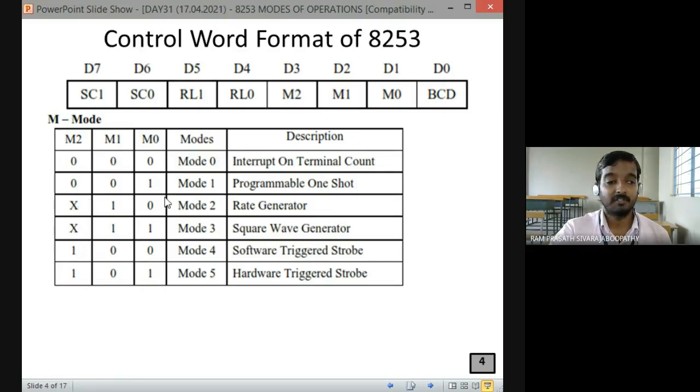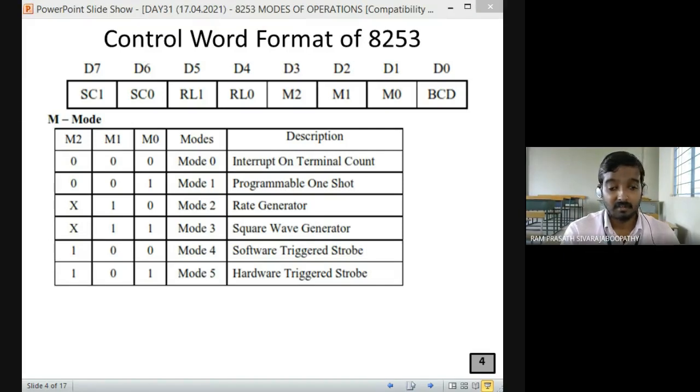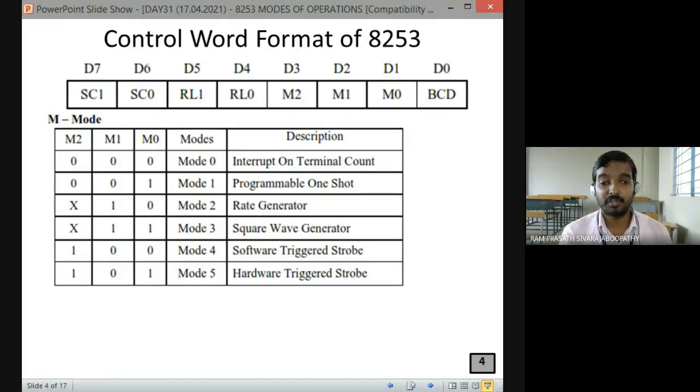Say for example, if I put M2, M1, M0 as 1 1 0, consider it like this: 1 1 0. Then which mode will get selected now? We do not have mode 6. So what are the different modes? Mode 0 to mode 5. Yes, very good. So mode 2 will get configured. It won't consider the M2 bit. If I put M1 as 1 and M0 as 0, it won't consider the M2 bit. Fine? Is it clear?